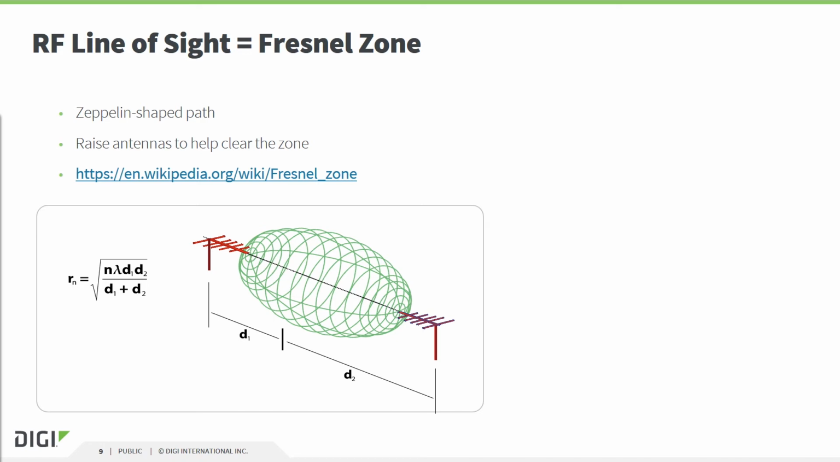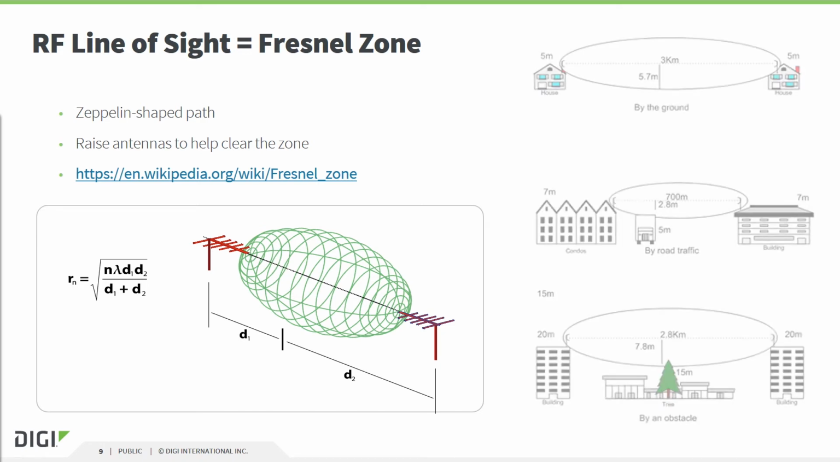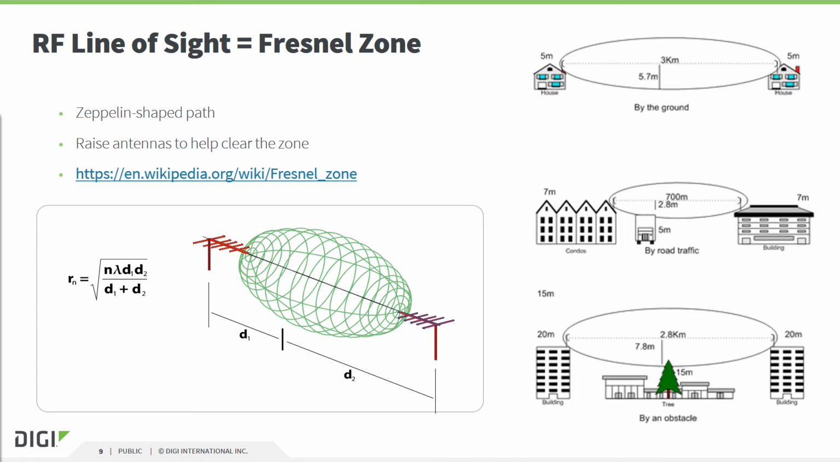If obstacles are inside of the Fresnel zone, your link quality will be lower than 100%. If the antennas are on the ground or close to the ground, half of the Fresnel zone is in the ground, reducing your link quality a lot. To increase range, try to clear the Fresnel zone as much as possible, for example by raising the antennas as high as possible.